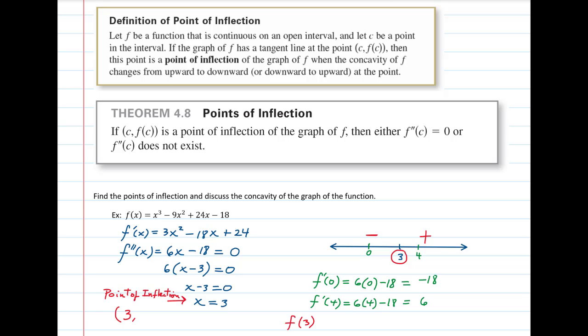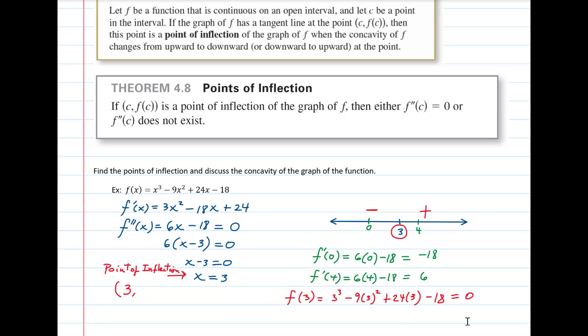If you want to find the actual y value, just plug in 3 or evaluate the actual function f of x at 3. And doing that, we're going to get 0. So this is actually a 0 of this function. That was just a coincidence, but it's also a point of inflection, (3, 0).